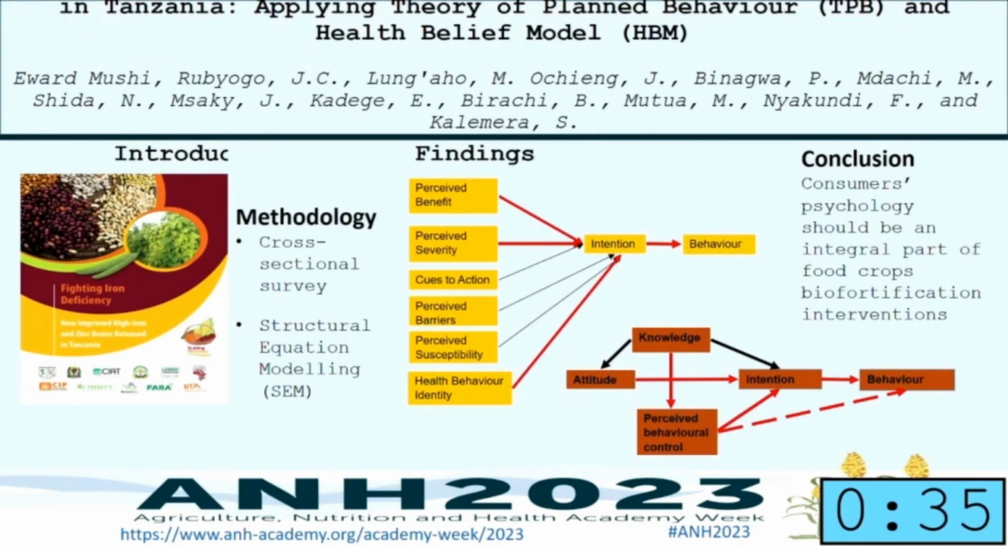We find that consumer attitude, knowledge, perceived behavior control, perceived benefits, and perceived threats predict the intention to consume high iron beans. So we recommend that considering these factors should be an integral part of the consumer intervention regarding nutrition.